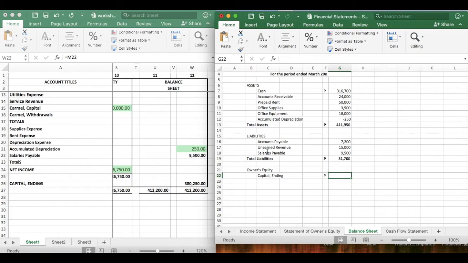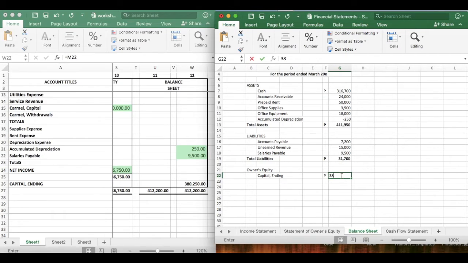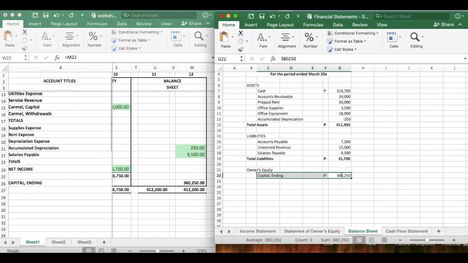Okay, capital ending would be 380,250. Okay, 380,250. Right, so now we can add here, I'll just cut this one, put it here. Okay, so we can now put here total liabilities and owner's equity, so that you could just see clearly.